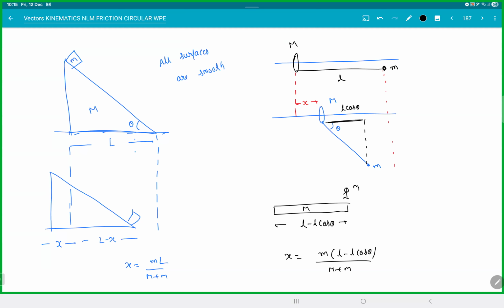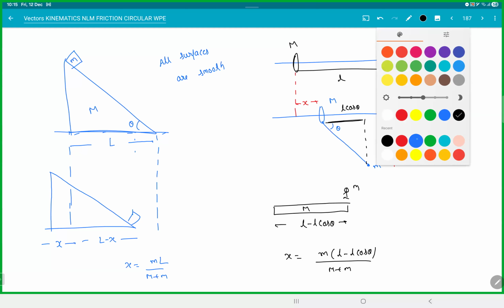Makes sense. You're interested not in the distance between them, you're interested in how much they actually moved together. In all these cases, horizontally, they moved L distance. Clear? Think about that once.